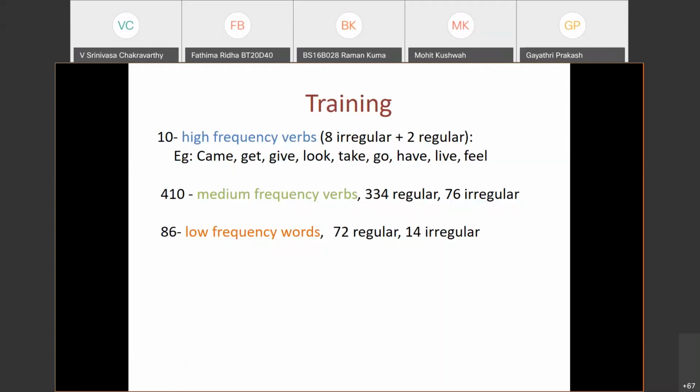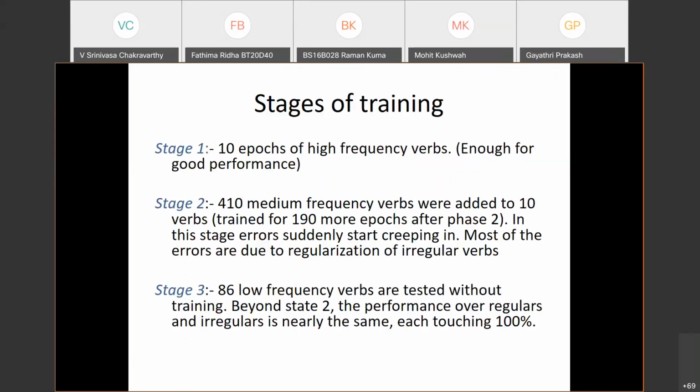And third, you have 86 low frequency words. So the verbs are divided by their relative frequency of occurrence in day-to-day use. Out of the 86 low frequency words, 72 are regular and 14 are irregular. So these 3 sets of words are taken and the network is trained like this.